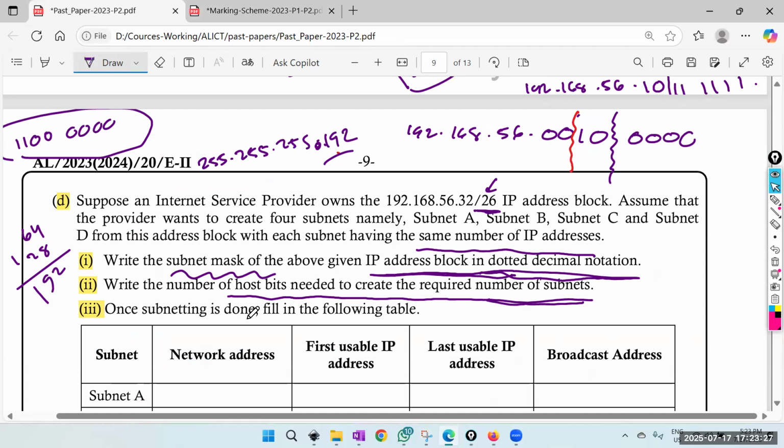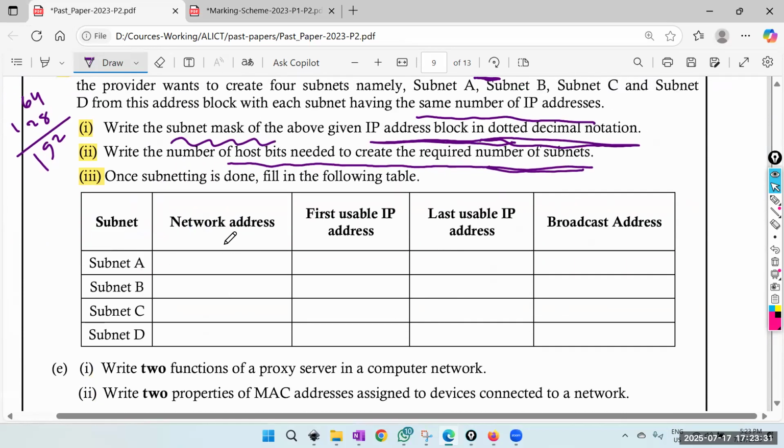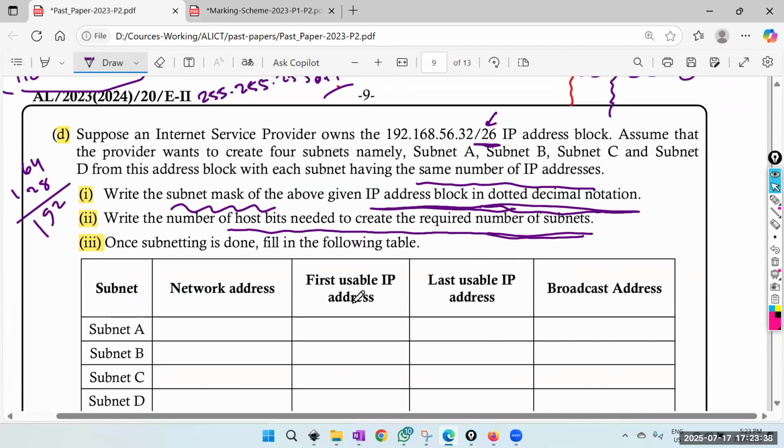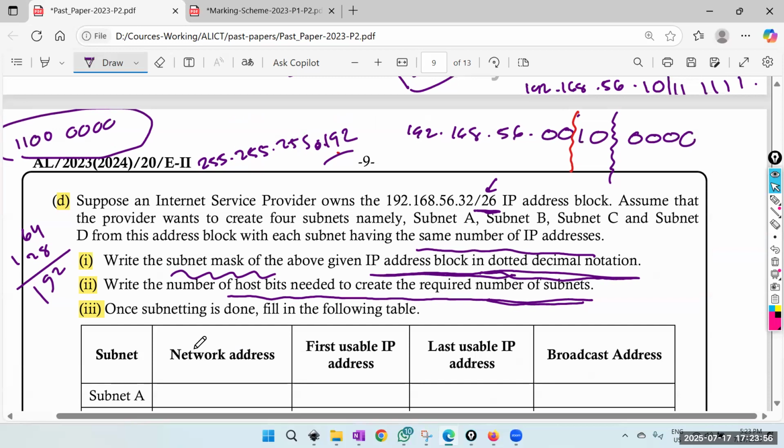Once the subnetting is done, fill in the following table. Now, after doing the subnetting, what is this? So first usable IP, last usable IP, network address, broadcast address. Of course, these things can be mixed, right? So A can be B, B can be C, because any range can be assigned to anything, but your answer must be correct. Right. So let's do.